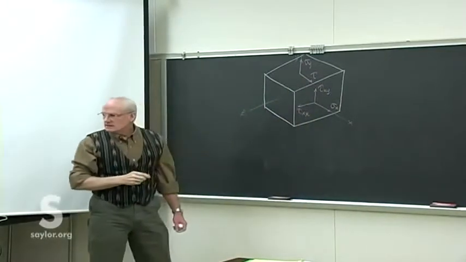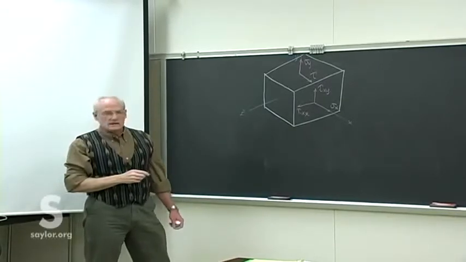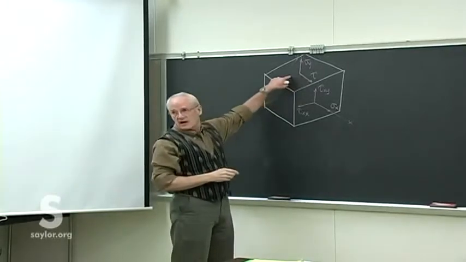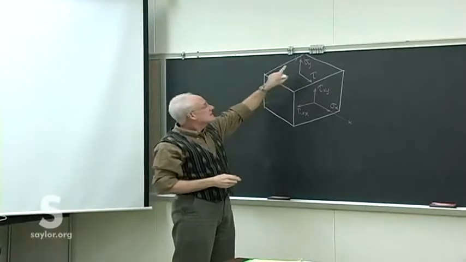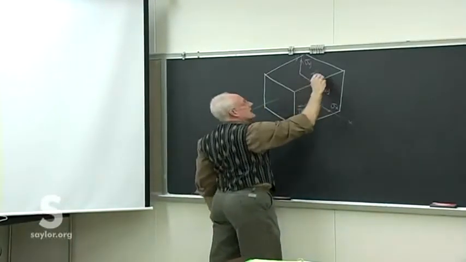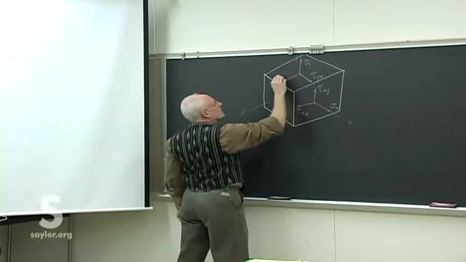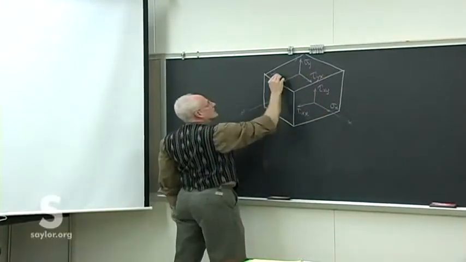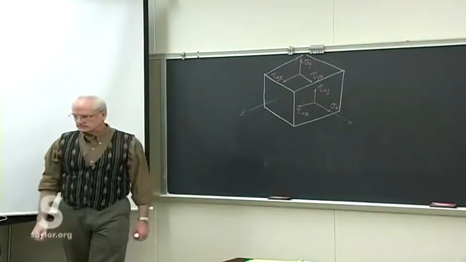What should I call it? Tau YX. It's on the Y face. We have two Y faces, there's one on the bottom as well. Tau Y face, but it's in the X direction. And then I might have a component in that direction as well. It's on the Y face in the Z direction.